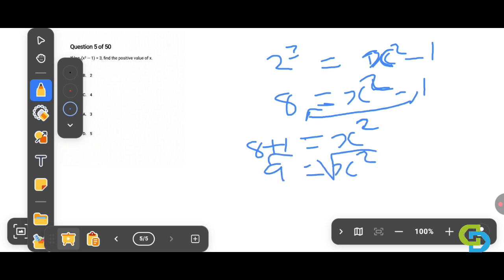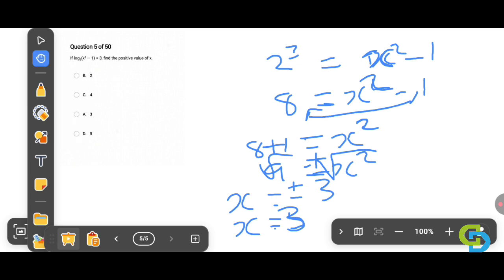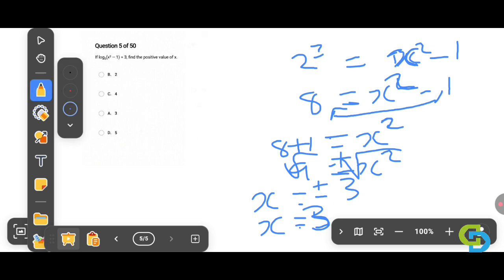So we now have to look for the square root. So x here is equal to plus or minus 3. Because they said we should look for only the positive value of x, our answer is going to be x is equal to 3. And if you check that here, we have that. So you can say x is equal to 3. And so we have that.